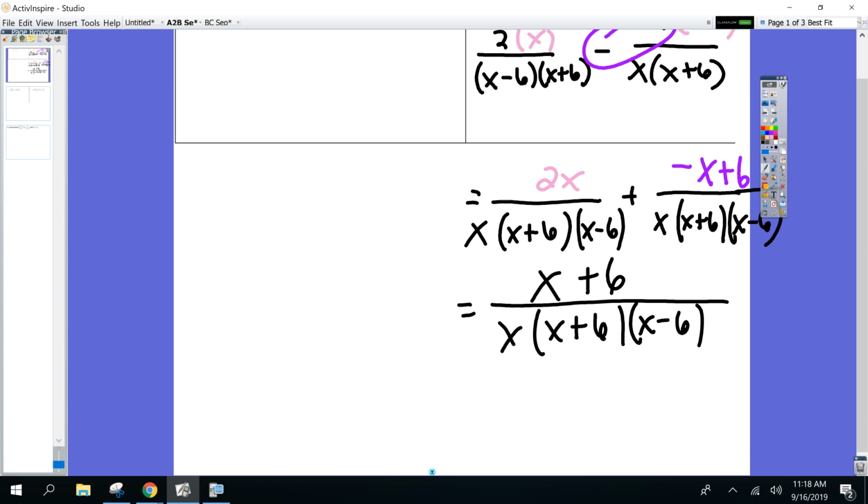Should we cross out the x plus 6? I don't know. What do you guys think? Can we cross out the x plus 6 and the x plus 6? I say we can, as long as you're crossing off all of it. All right, now, what am I left with on top? A 1, and on the bottom, x minus 6.